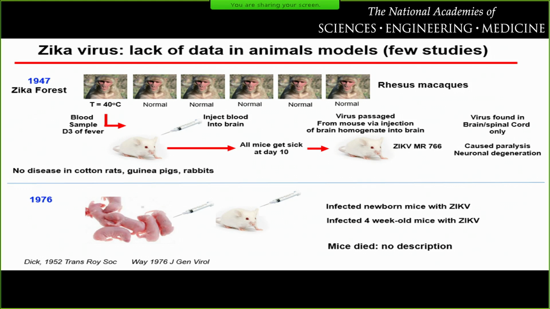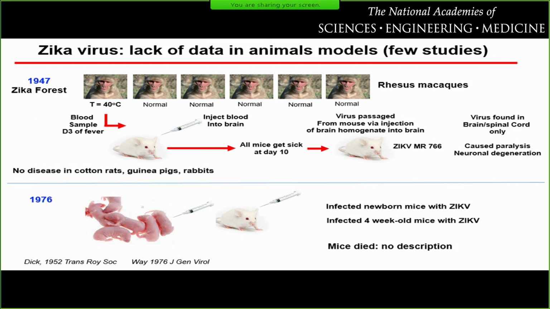And this generated the original Zika stock, in fact, that is still being used in laboratories today. However, that virus was only found in the brain and the spinal cord, suggesting that Zika virus might have a propensity for neurotropism. However, it was directly injected into the brains of mice.